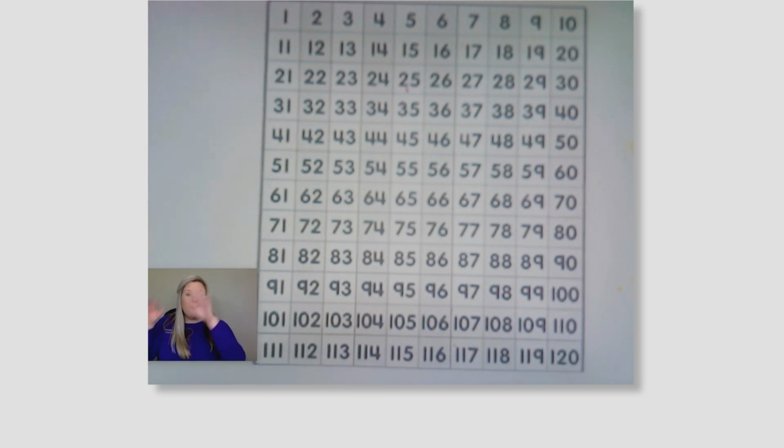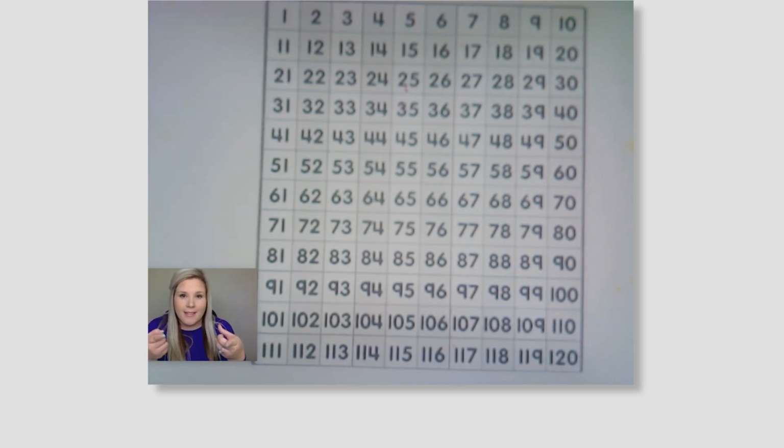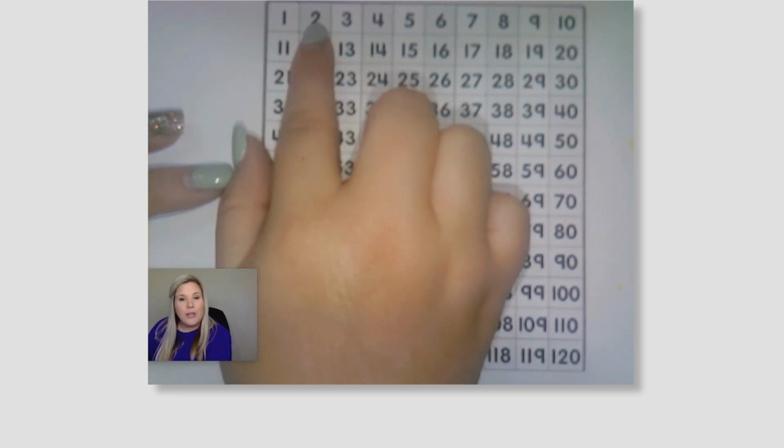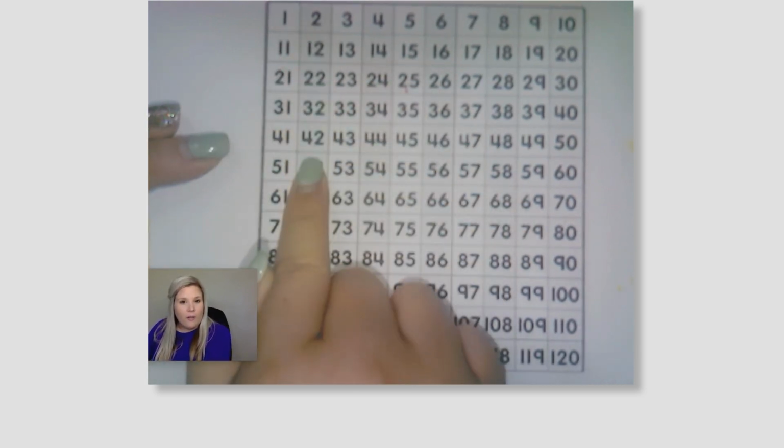112. Great job using your 120 chart to count by tens. Give yourself a pat on the back. Why? Because we're so smart. Now, let's see if we can find that pattern. Are you ready? Let's do it. When we counted by tens on the 120 chart, starting with the number 2, what pattern did you notice as we moved down the column?